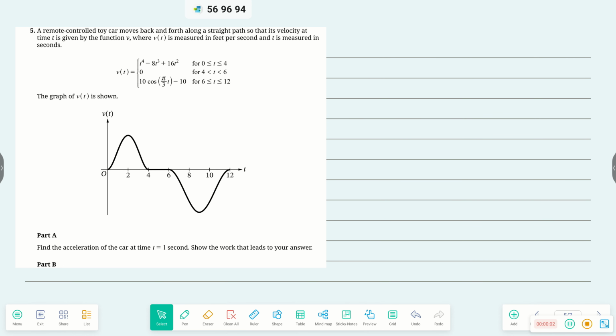Oh, here's 2026 AB Calculus, problem number 5. I haven't looked at this at all. Let's see what it says.